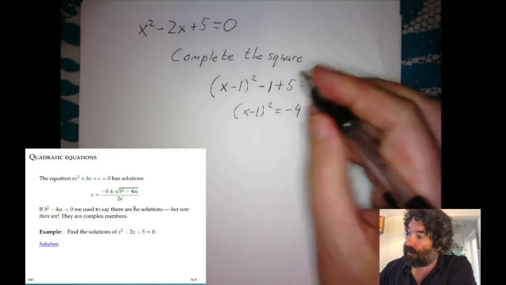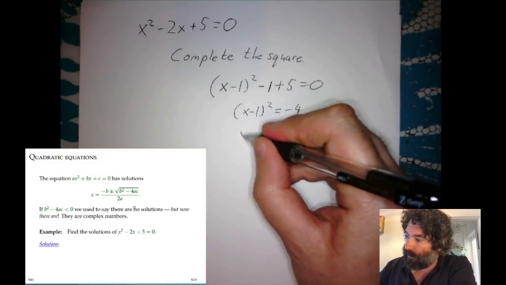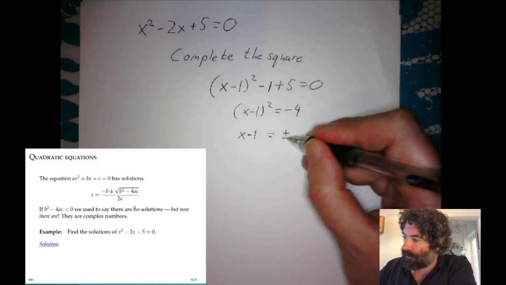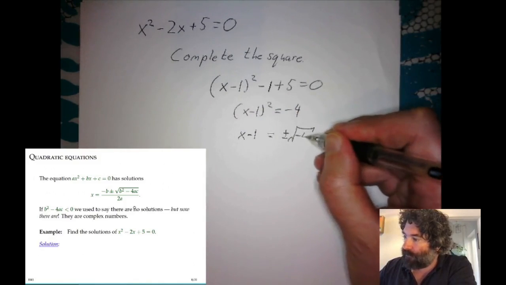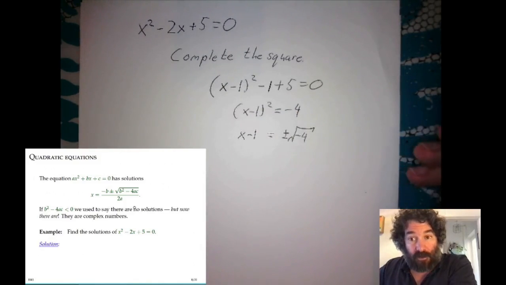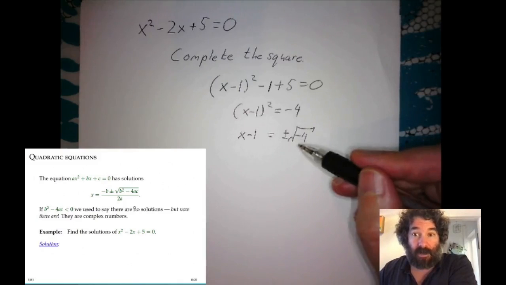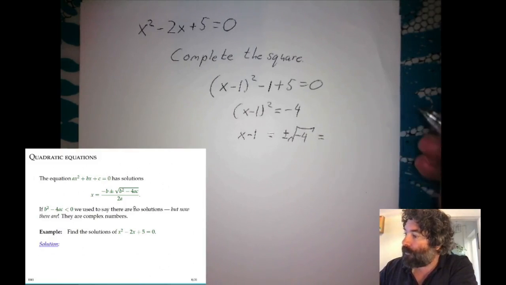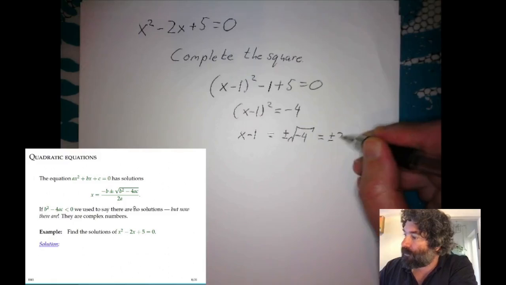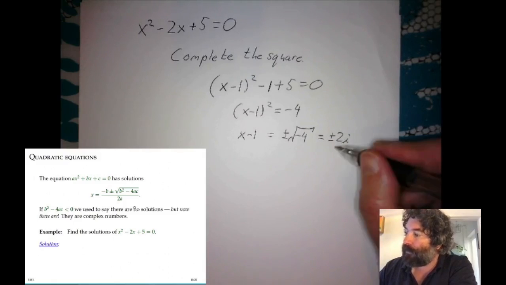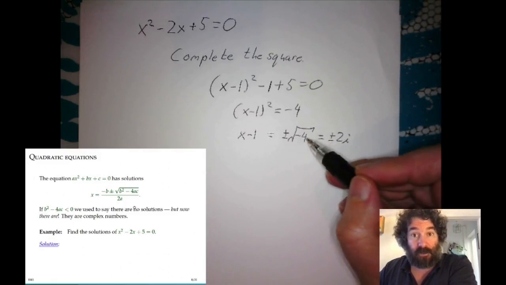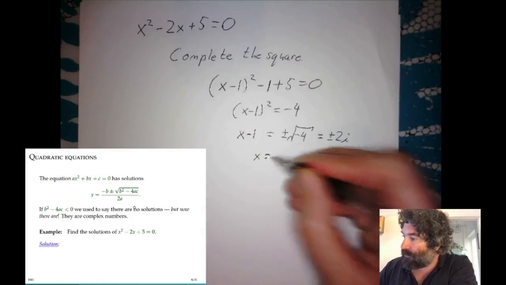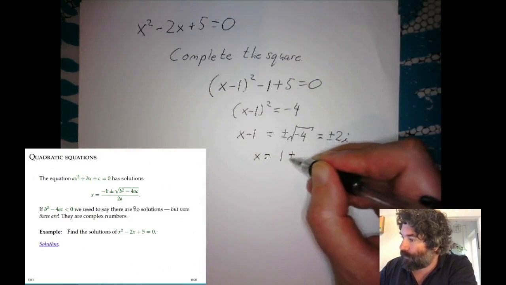Now let's take the square root of both sides and get x minus 1 equals plus or minus the square root of -4. And of course, when we just had real numbers, we would have to stop here. There's no square root of -4. That's a real number. But with complex numbers, this is plus or minus 2i. Right? Plus or minus 2i squared is -4. And so then we can solve for x. So x equals 1 plus or minus 2i.